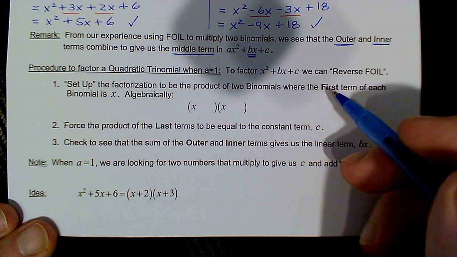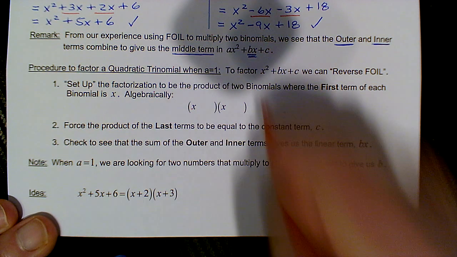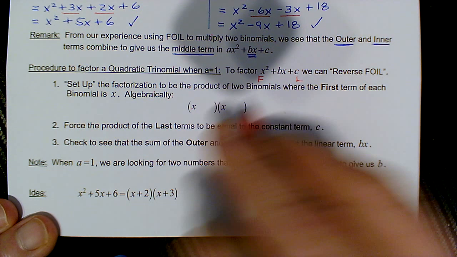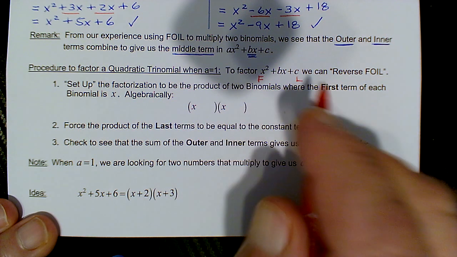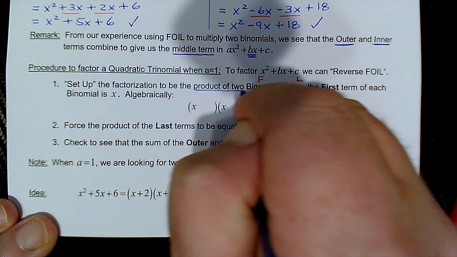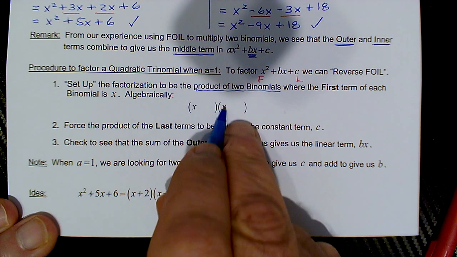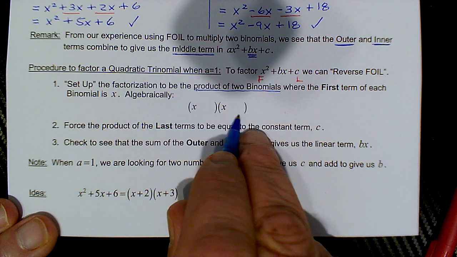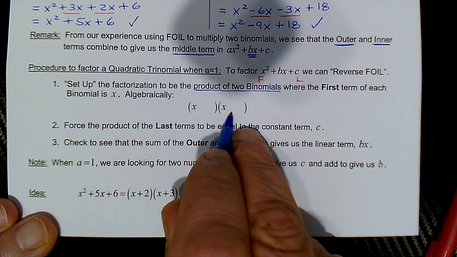But one thing we could do for sure, because this first term is x squared, is set up the factorization to be the product of two binomials, where the first term of each binomial is just going to be x. So that the product of the first here is going to give us the x squared. So algebraically, this is what it looks like. So we immediately start by doing that.